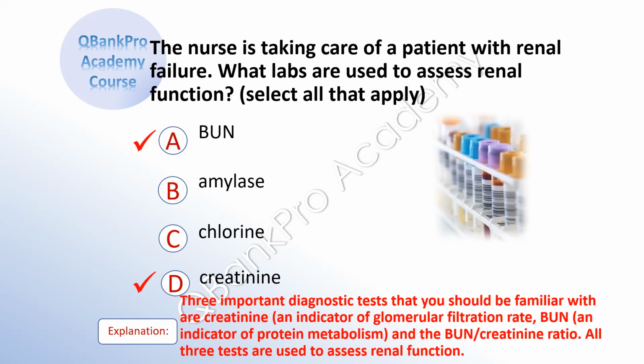The correct answer is A. BUN, and D. Creatinine. Explanation. Three important diagnostic tests that you should be familiar with are creatinine, an indicator of glomerular filtration rate, BUN, an indicator of protein metabolism, and the BUN-creatinine ratio. All three tests are used to assess renal function. The exam will ask about care of acute renal failure and diagnostic testing.